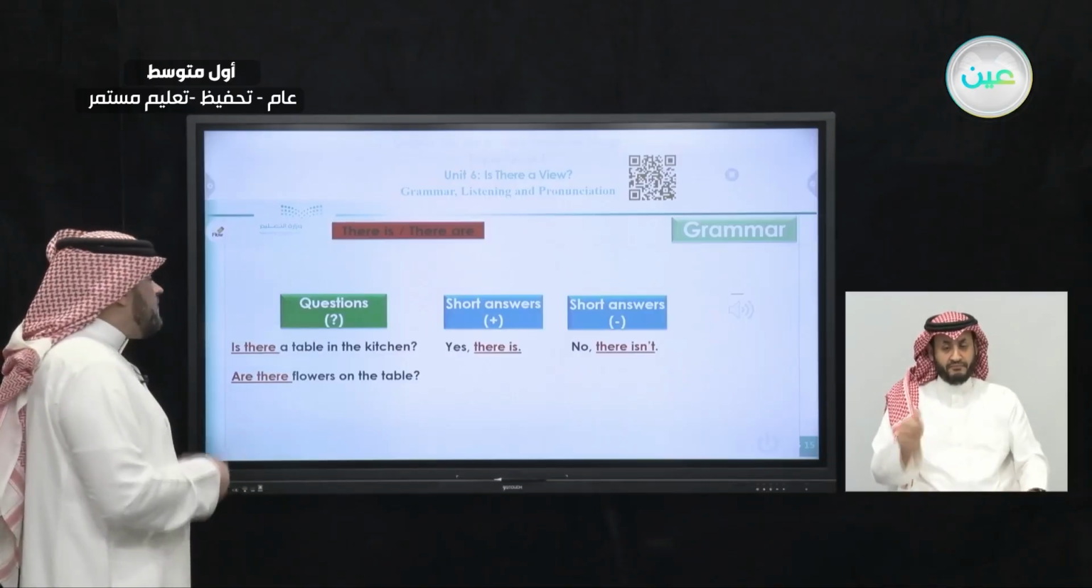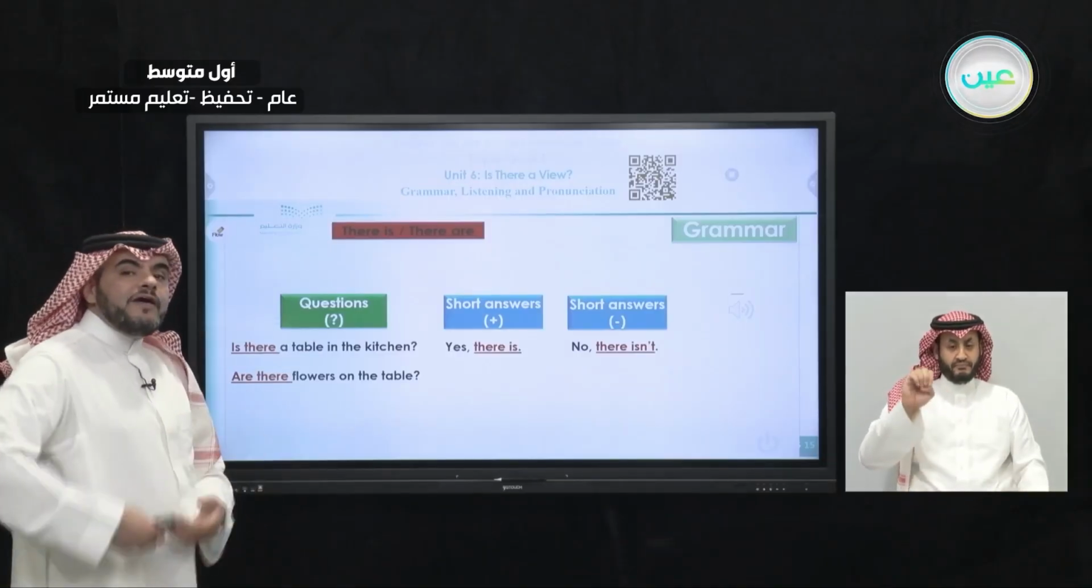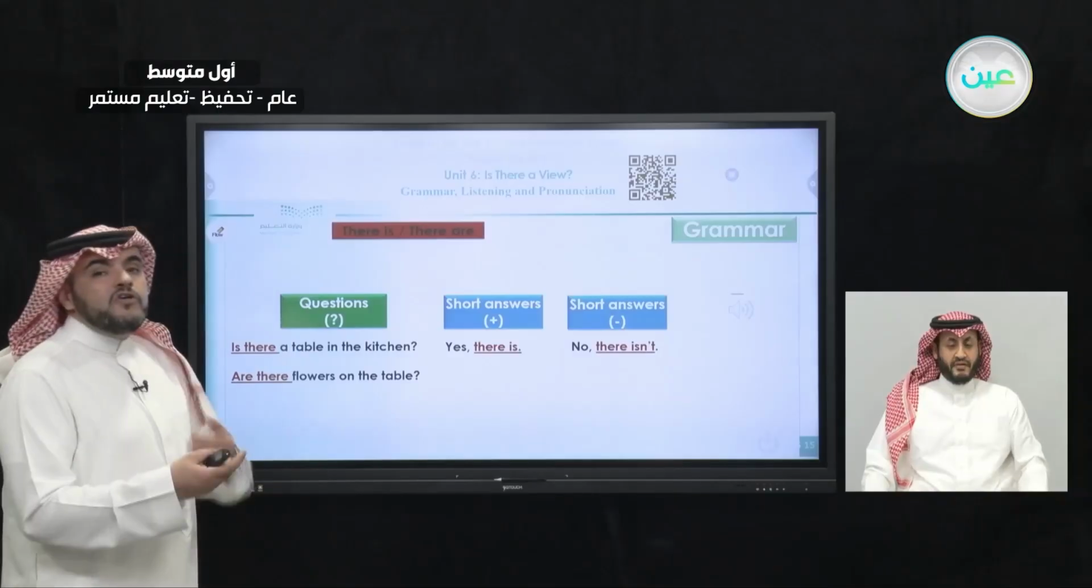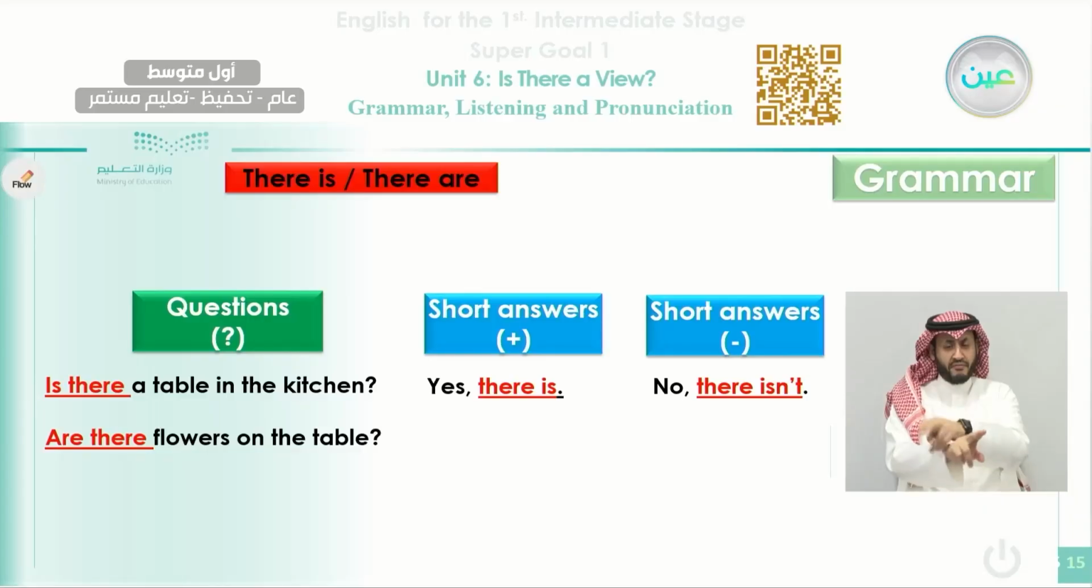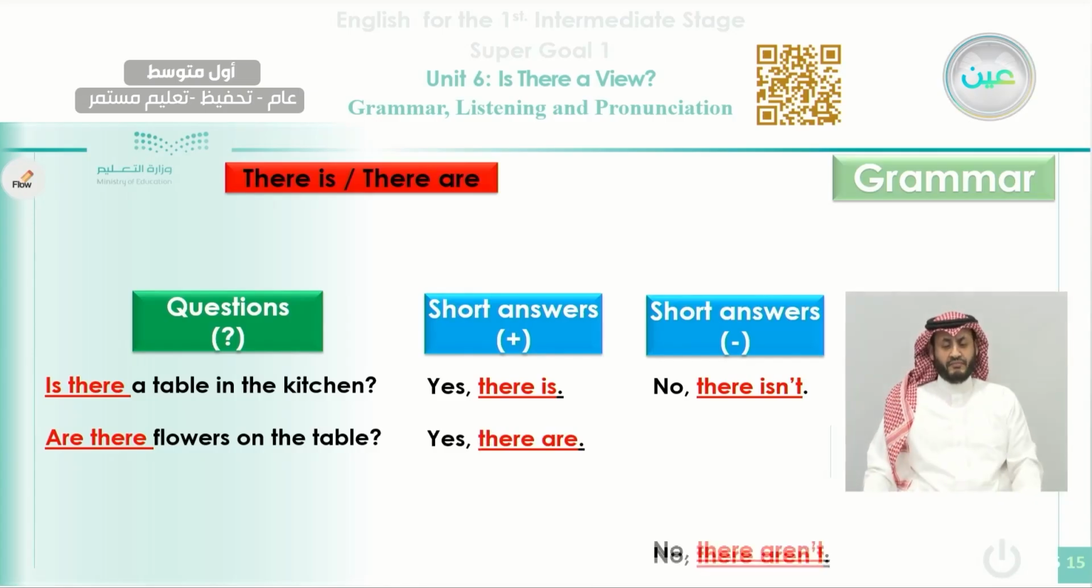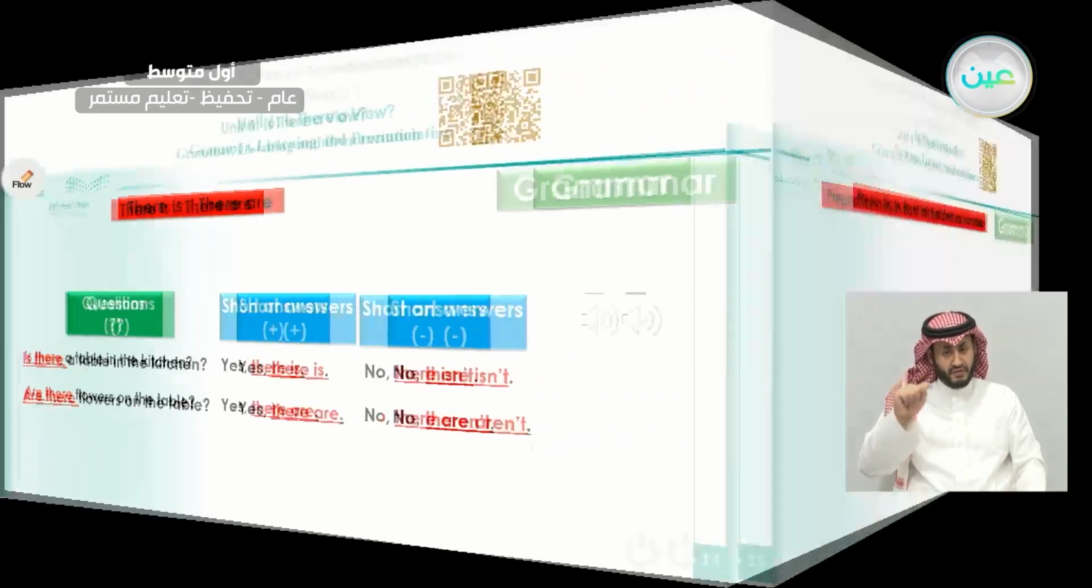Okay, again another example here, more than one. When you say there are flowers on the table and you want to make it a question, you exchange the place again. You say, are there flowers on the table? The answer can be like this, yes there are, or you can say no there aren't.